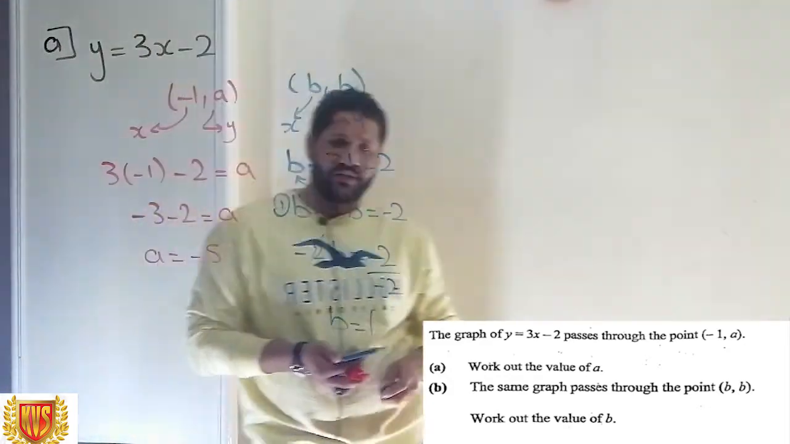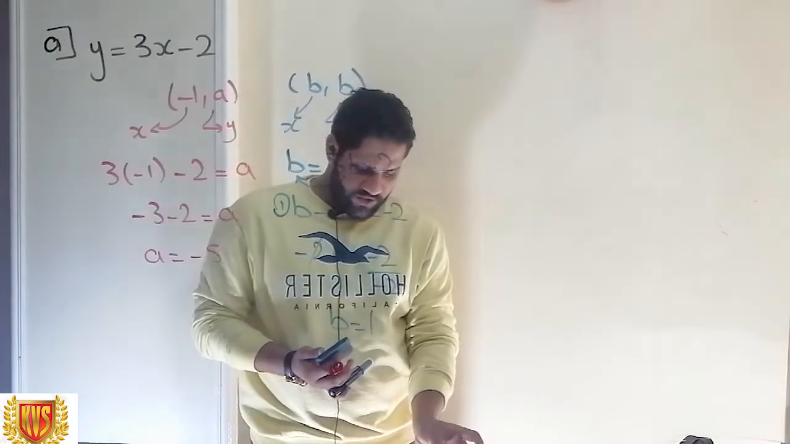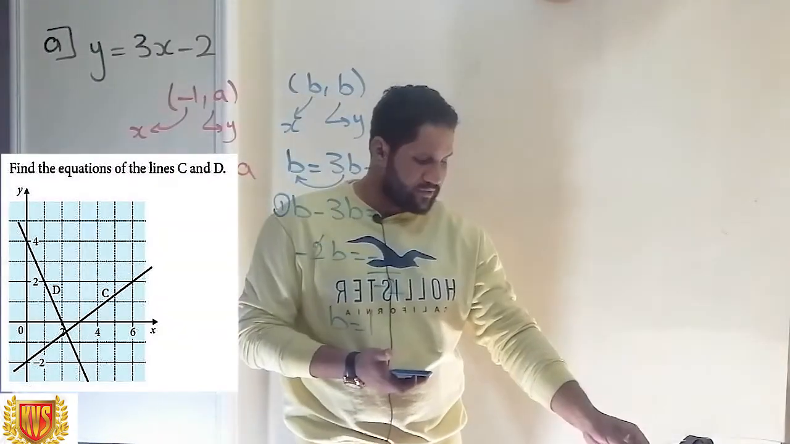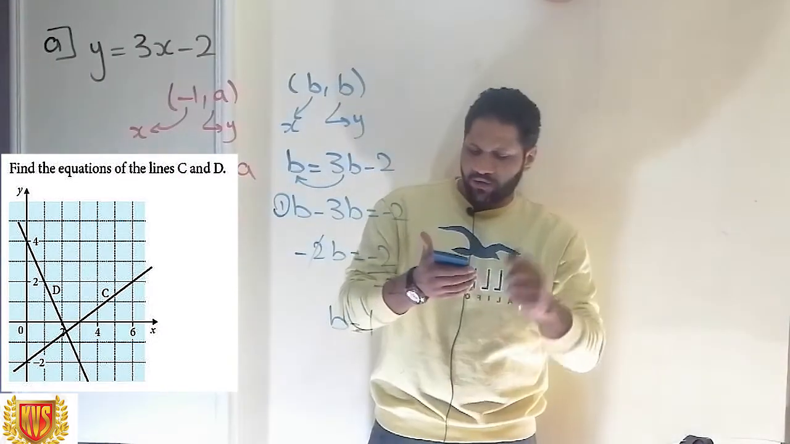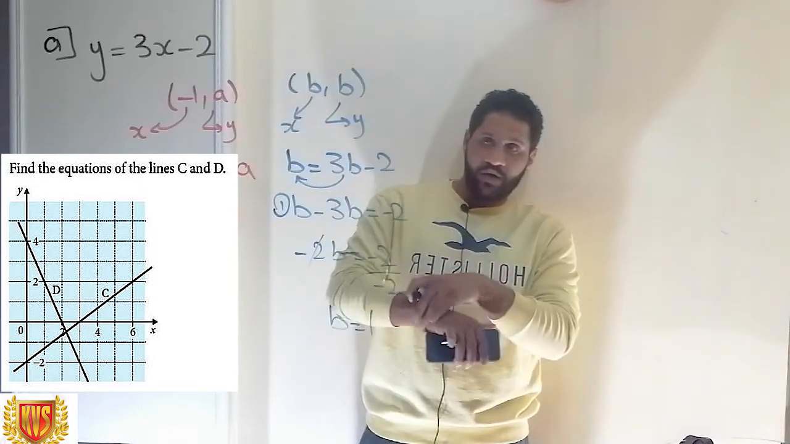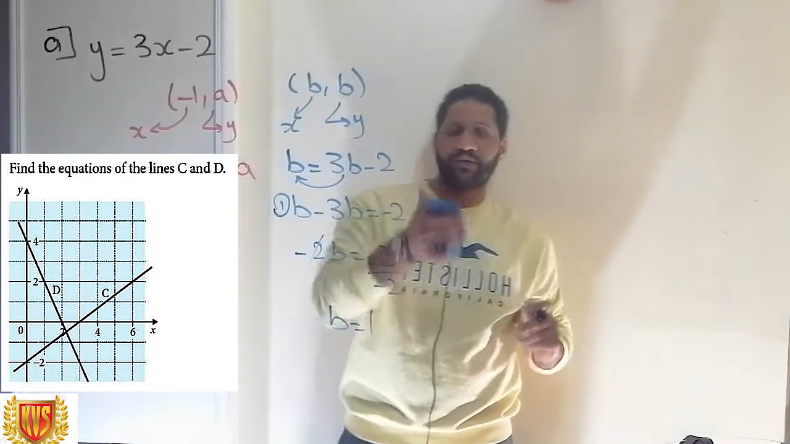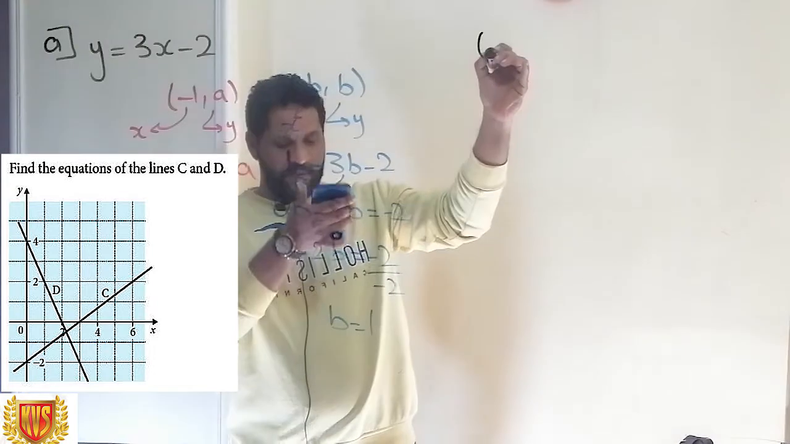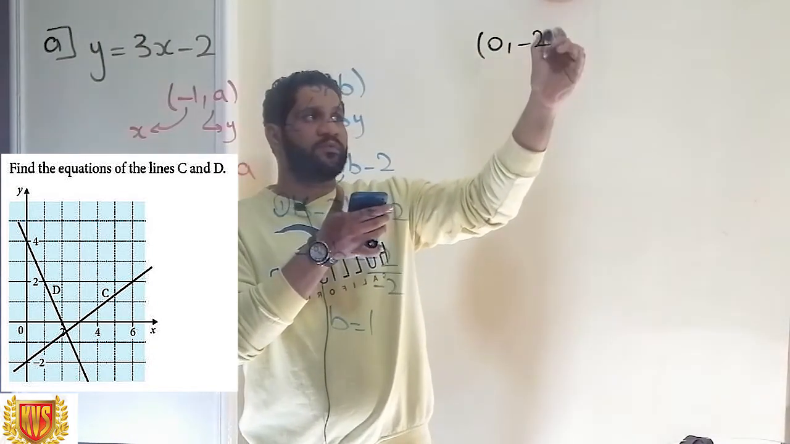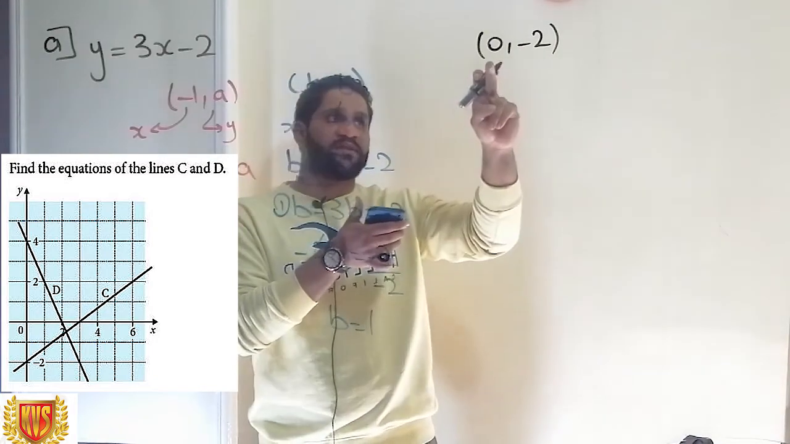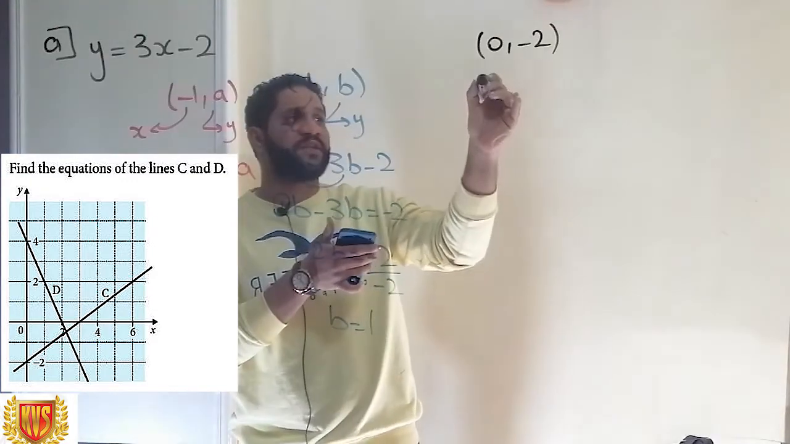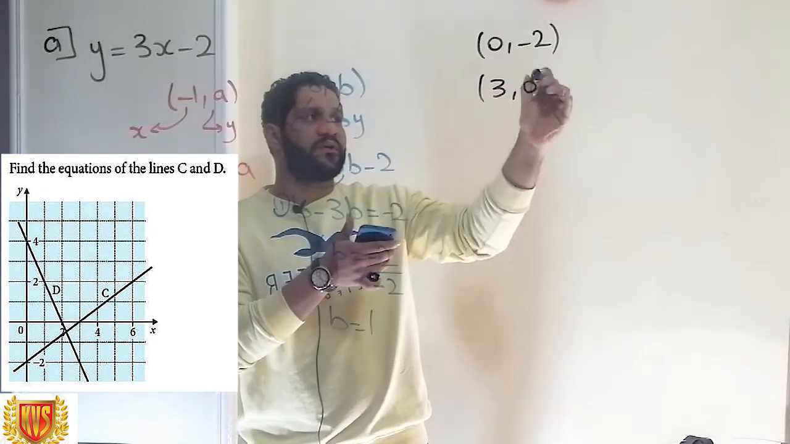Okay, let's look at the last questions about lines. When he gives you a graph and asks you to find the equation of a straight line. Okay, let's get the equation of straight line C together. I can see that line C is passing through the y-axis at negative 2, so it's 0 and negative 2. Any point on the y-axis has x equal to 0. And I can see on the x-axis it's cutting at 3, so it's 3 and 0.